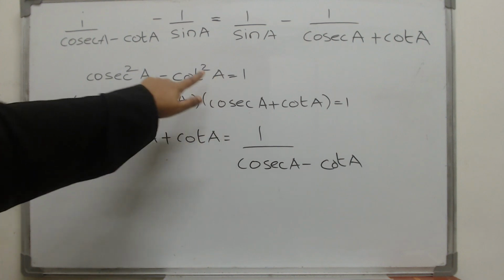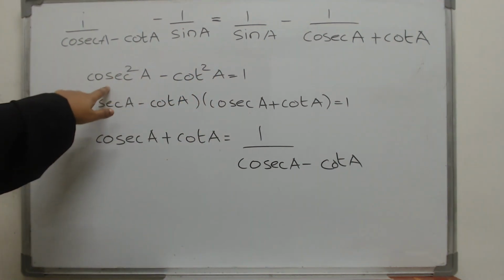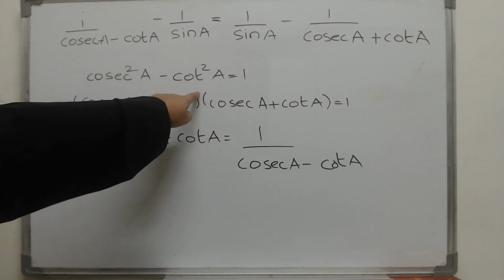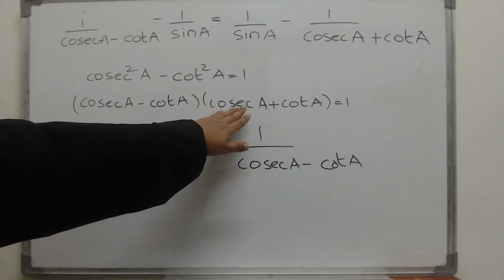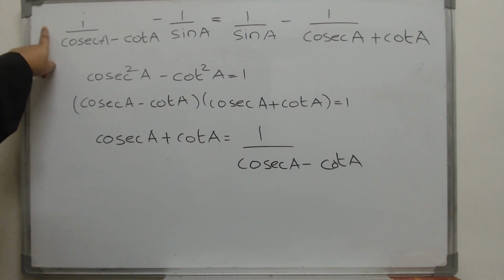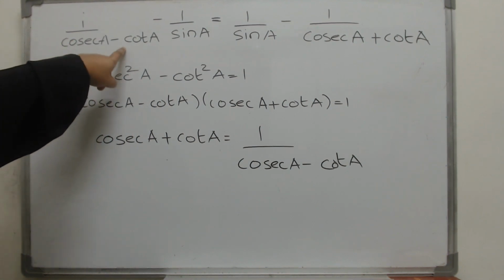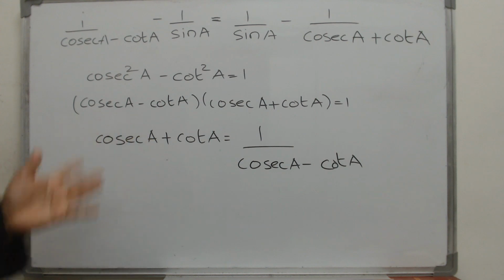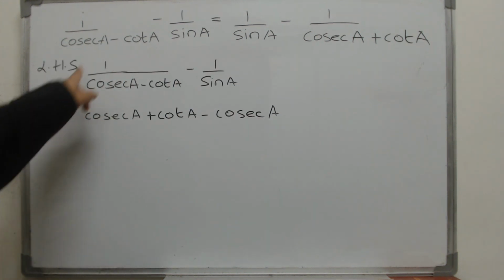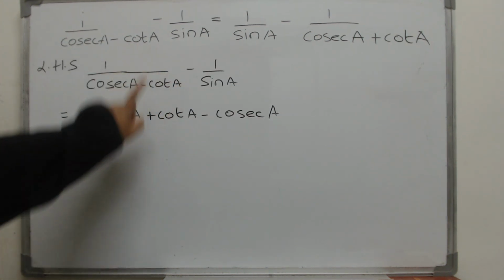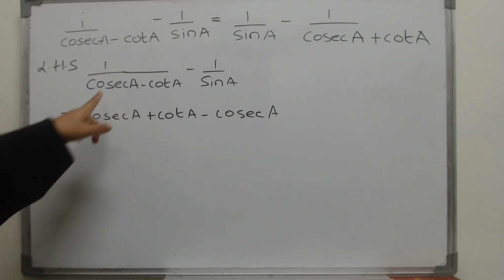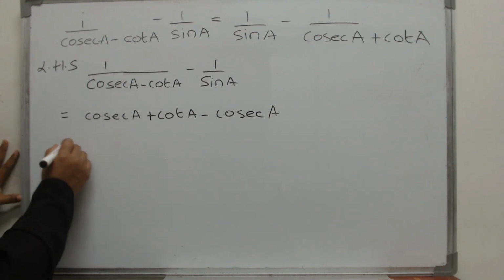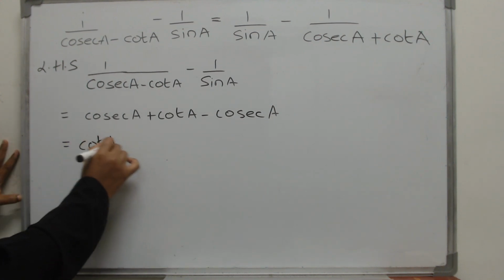And now what form does it look like? Doesn't it look like A square minus B square? So you split it into A minus B and A plus B. That is all we have to do. Instead of 1 by cosec A minus cot A, just substitute this and we are done. So there, if you replace this term with such an expression, this is what you get. Then how will you proceed? These two get cancelled and your answer is just cot A.